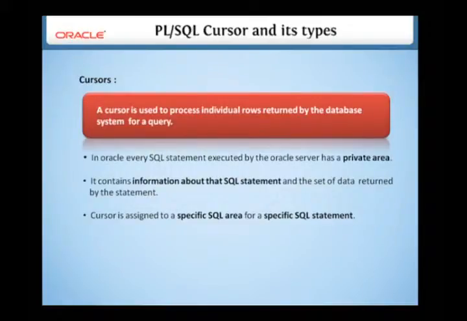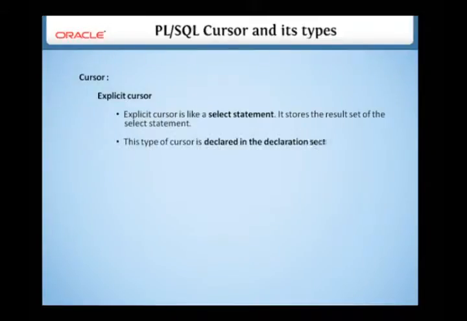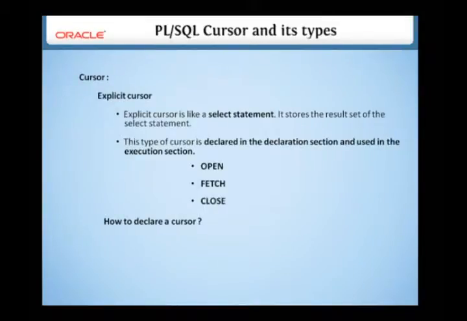There are two types of cursors. They are explicit cursor and implicit cursor. Here we will discuss the explicit cursor. The explicit cursor is like a select statement. It stores the result set of the select statement. This type of cursor is declared in the declaration section and used in the execution section. There are three commands used to process a cursor. They are open, fetch, and close. Let's discuss these commands. First, let's see how to declare a cursor.